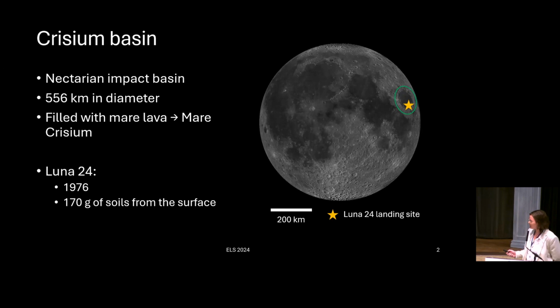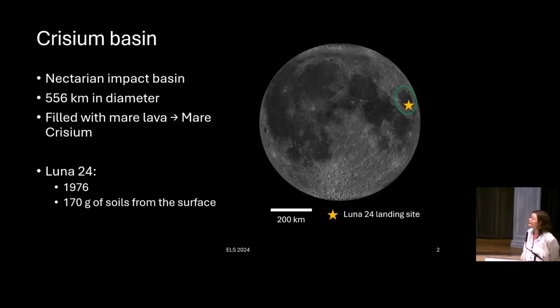So Mare Crisium is emplaced in the Crisium Basin. The colors are really washed out on the screen, but there was supposed to be a green circle encircling the Crisium Basin, which is a Nectarian impact basin of approximately 550 kilometers in diameter. And it's filled with mare lava, which we call Mare Crisium.